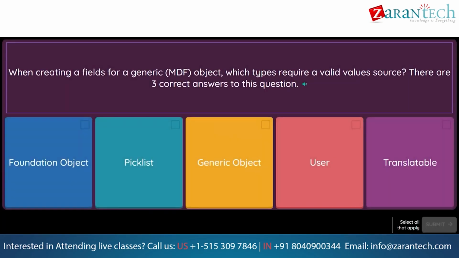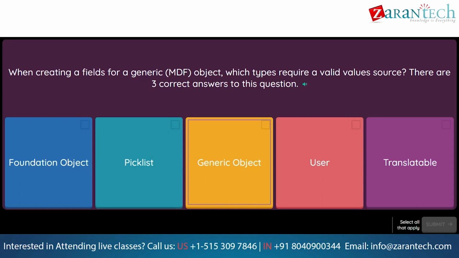Question: When creating fields for a generic MDF object, which types require a valid values source? There are three correct answers to this question. Option 1. Foundation object. Option 2. Pick list. Option 3. Generic object. Option 4. User. Option 5. Translatable.